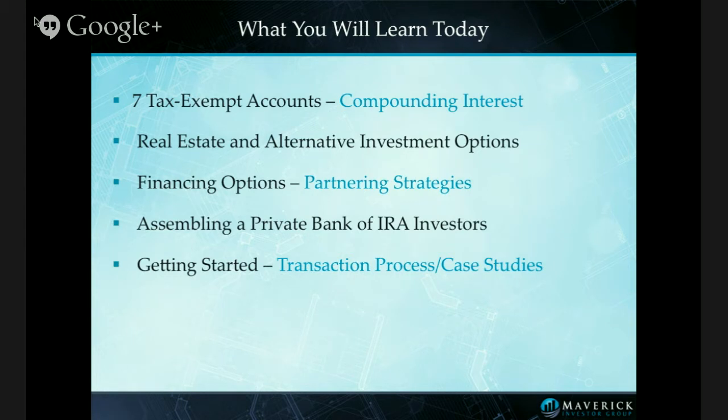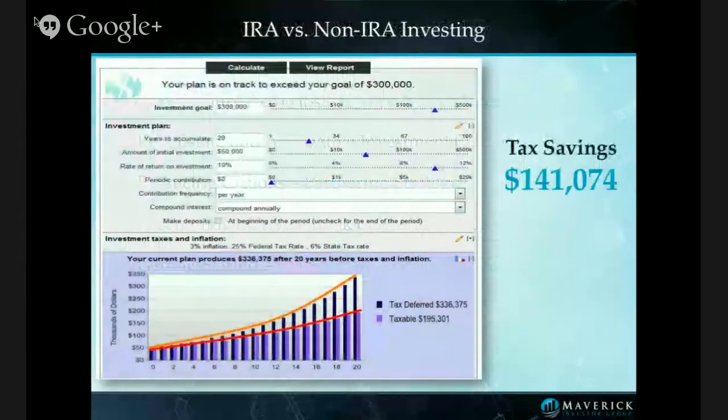tax advantages here. We're going to cover different types of investment options with a focus on real estate, but covering how that happens, the different financing options, how you could do these investments, as well as how to create your own private bank of IRA investors and generate more funds to do more deals. And then obviously we'll walk you through the process of getting started with your own self-directed IRA, as well as directing those investments.